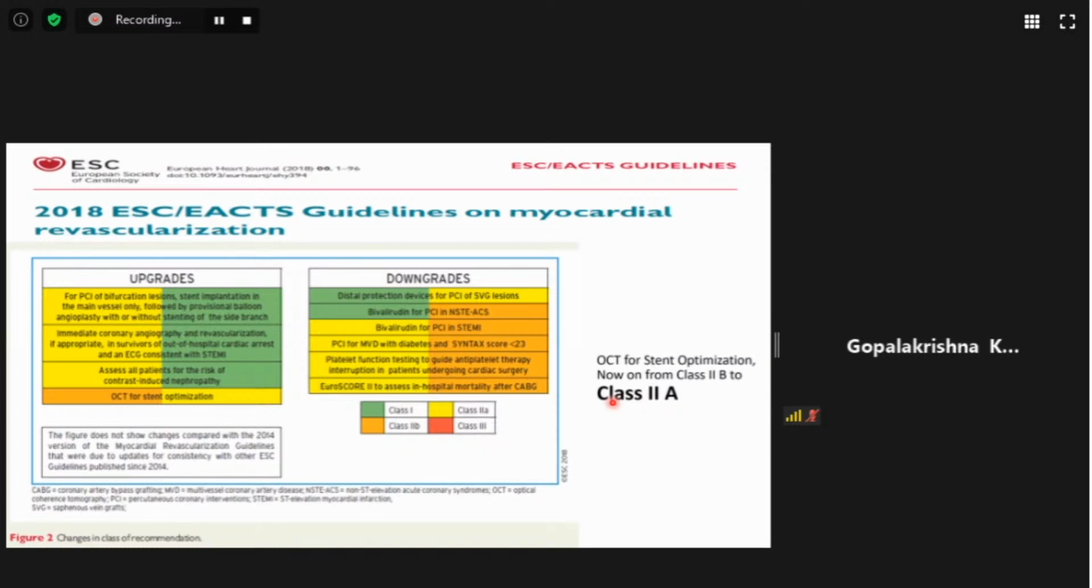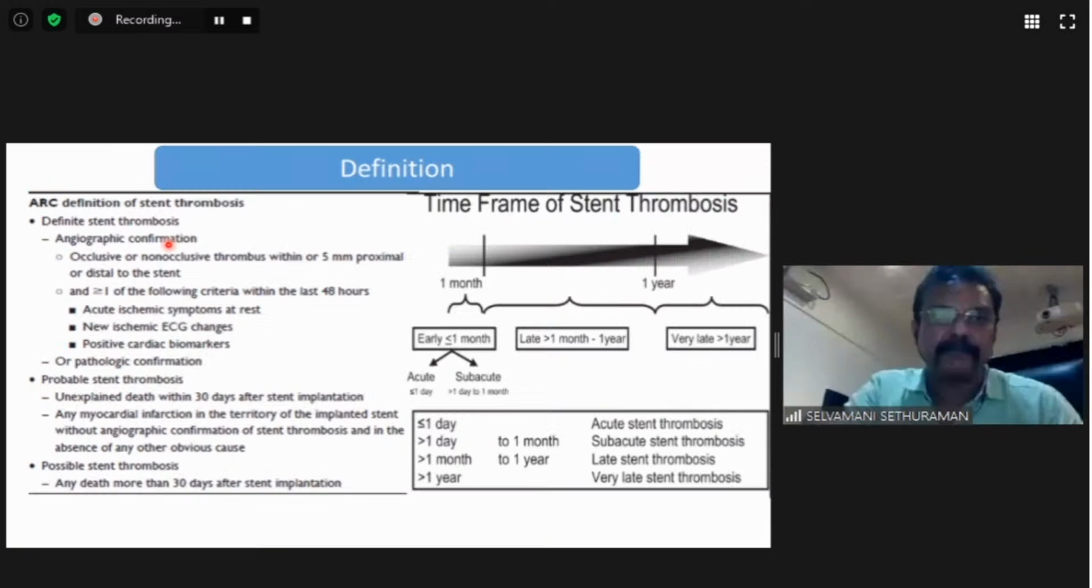When you come to stent thrombosis, it depends on the day. Subacute stent thrombosis is between 1 day to 1 month, late is between 1 month to 1 year, and very late is beyond 1 year. So these depend on the duration. And of course, whether it's definite, probable, or possible depends on the angiographic and clinical scenario. Keeping this in mind, we will go through that.